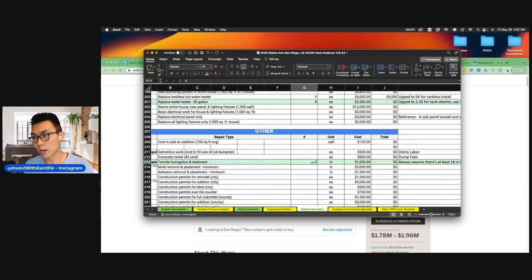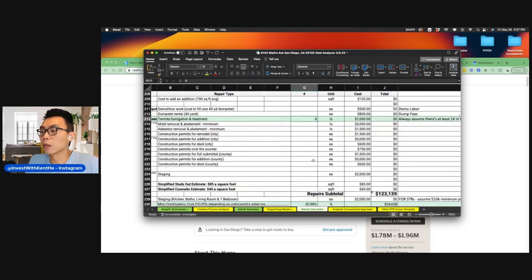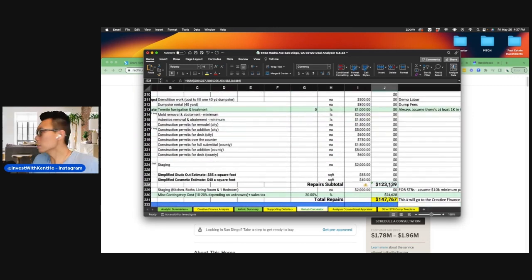I would always put in some money for a termite fumigation, but I know personally from my experience buying in San Diego, since I live here, the seller typically covers the termite fumigation if there is any. So I didn't have any here, but I did have to pay about $1,000 to do so in my Scottsdale properties. So all in all, this led to a total rehab budget of $123,000.